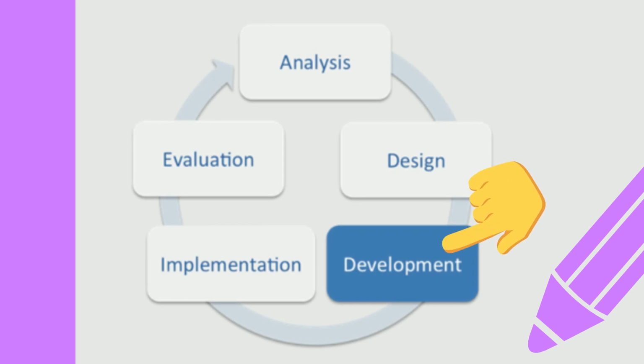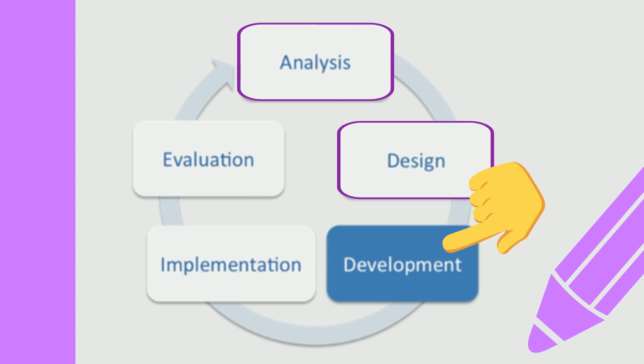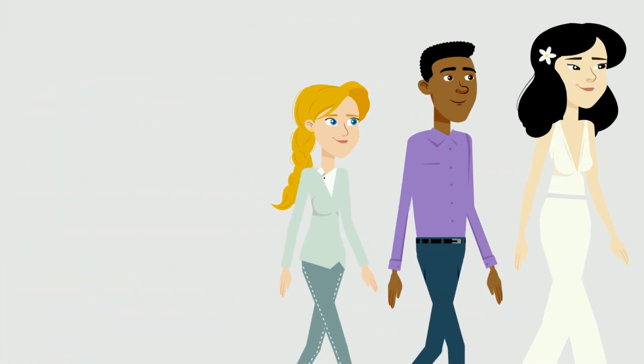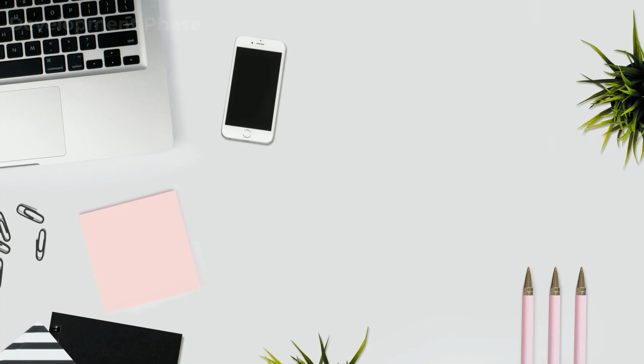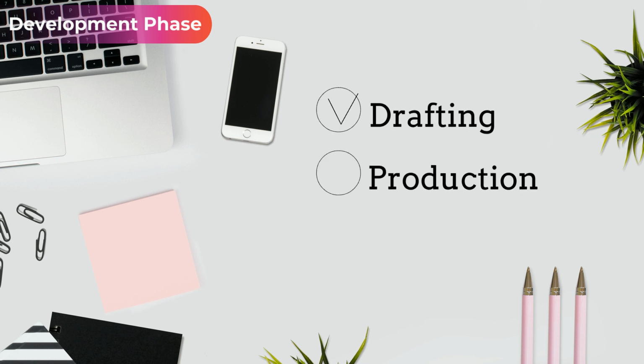The next phase is the development phase. This phase elaborates and builds on the prior two phases, which is the analysis and the design, into a complete learning environment. The two previous phases require planning and brainstorming, while this particular phase is all about putting everything into action. The development phase includes 3 tasks, namely drafting, production, and testing.